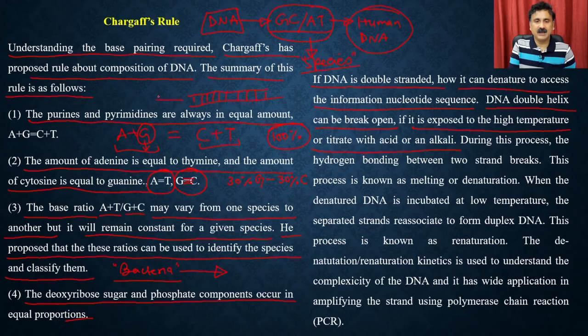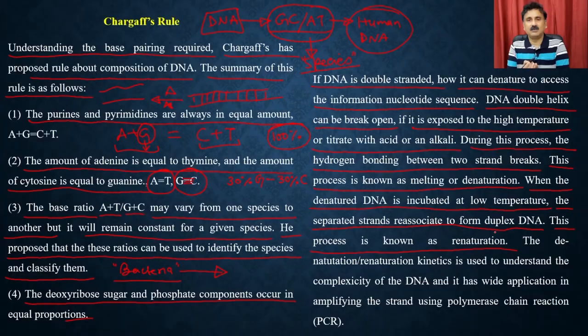So if you take this DNA and heat it, you can break the strands, okay? If you add the acid or the alkali, then also you can break it, because acid and alkali are going to destroy the hydrogen bonding between the bases, and that's how it is going to get broken. During this process, the hydrogen bonding between the two strands breaks. This process is known as melting or denaturation. When the denatured DNA is incubated at low temperature, the separated strands reassociate to form the duplex DNA. This process is known as renaturation.